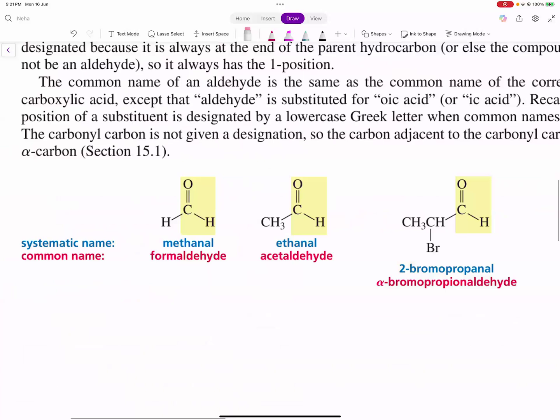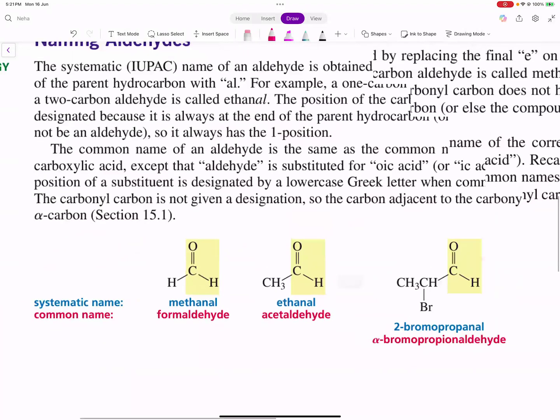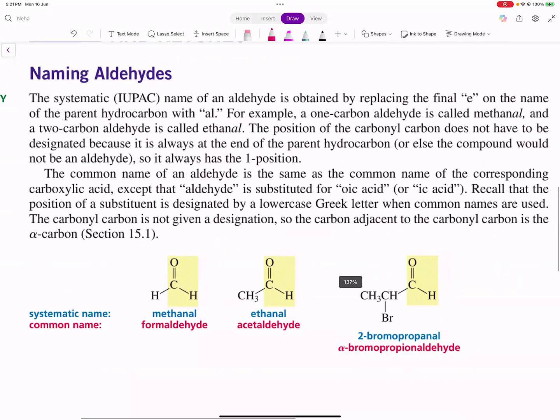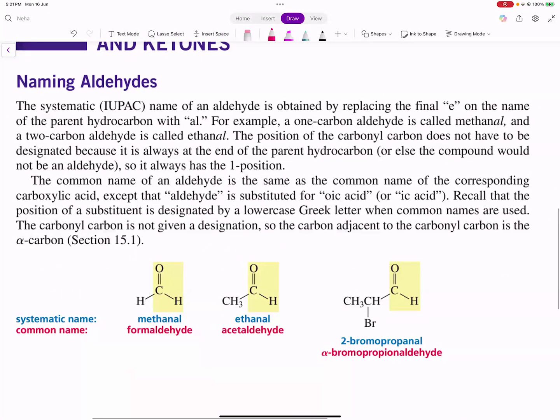Again, what is happening? Methanol, ethanol is the systematic name. What we do is replace the final E on the name of the parent hydrocarbon with al for the aldehyde. Hence it is called al.